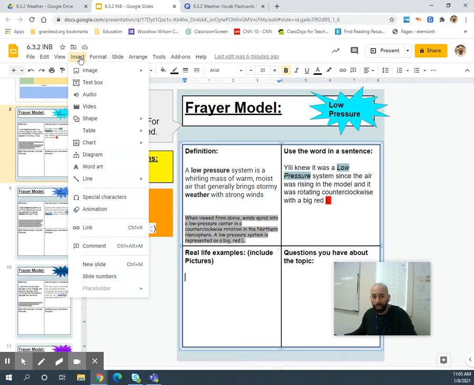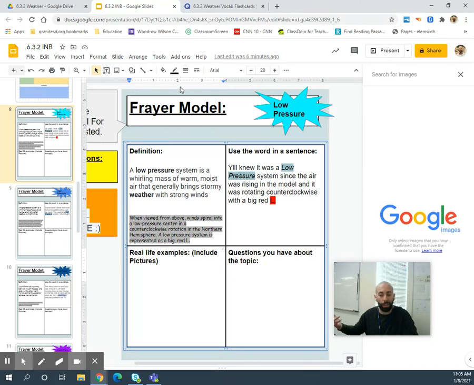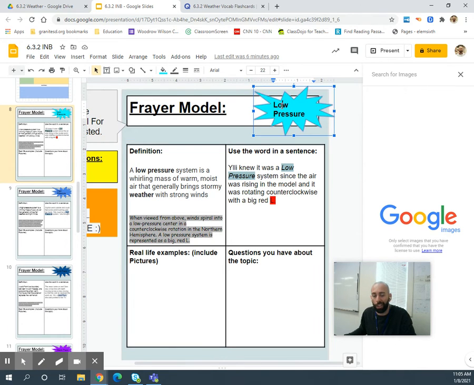So I'm going to click insert, go to image, and then I'm going to go to search the web. That way I don't have to leave and Google stuff, and I can just type in low pressure system right here in that search bar. Now, if you don't know how to spell that, all you got to click is on the word over here. Keep clicking until it highlights the whole word blue like that. Hold Control C. You guys all know how to do that. Click back over to the search bar and then hold Control V and search low pressure.